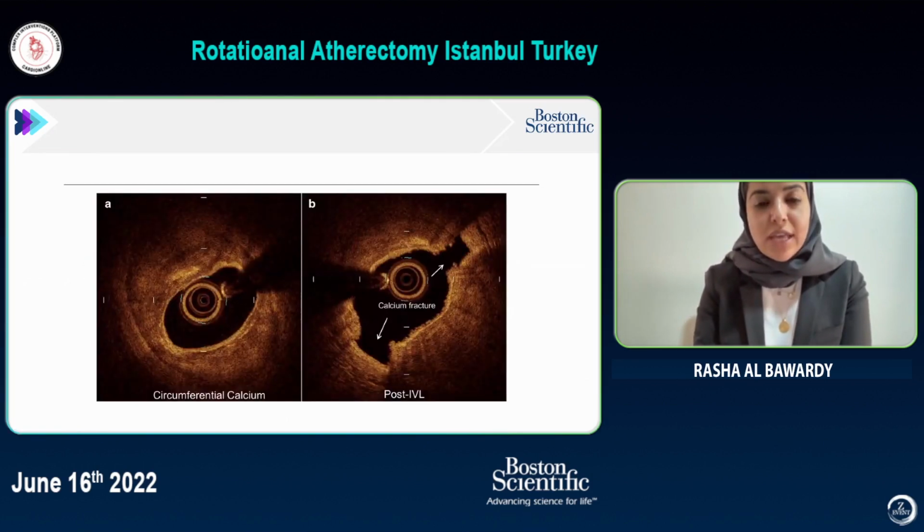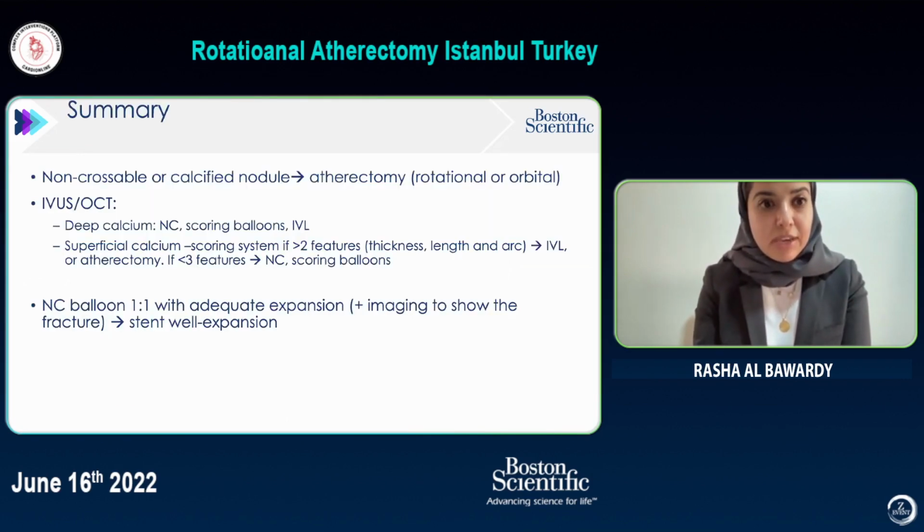This is just to illustrate how the use of any of these modalities can give you a calcium fracture. In this case, it was a lithotripsy, and you can see that the fracture actually went pretty deep, and that will reassure that you can actually have a well-expanded stent. So in summary, if you have non-crossable lesion or if you have calcified nodule, the use of atherectomy is better than the others in terms of making sure that you treat it well.